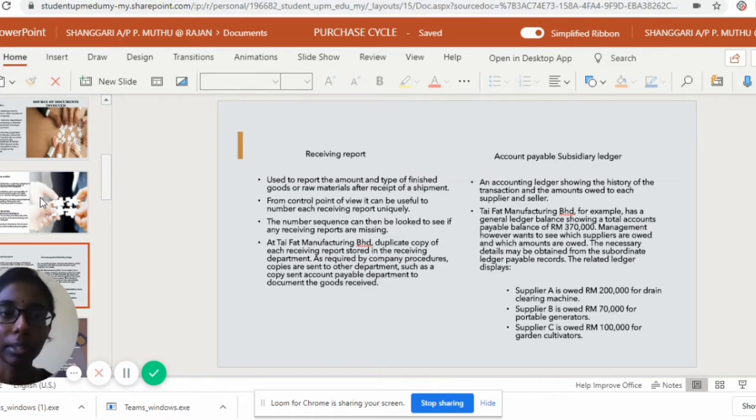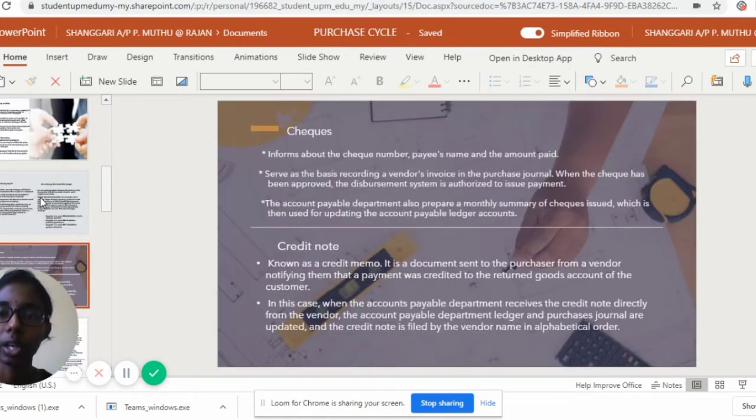And then the accounts payable subsidiary ledger document. This ledger shows the history of transactions and the amounts owed to each supplier and seller. And then checks. Checks usually inform about the check number, payee name, and amount paid. In this case, the accounts payable department also prepares the monthly summary of checks issued, which is then used for updating the accounts payable ledger accounts.